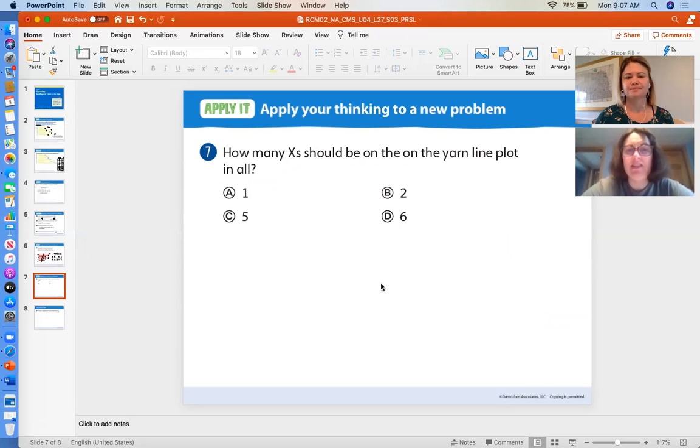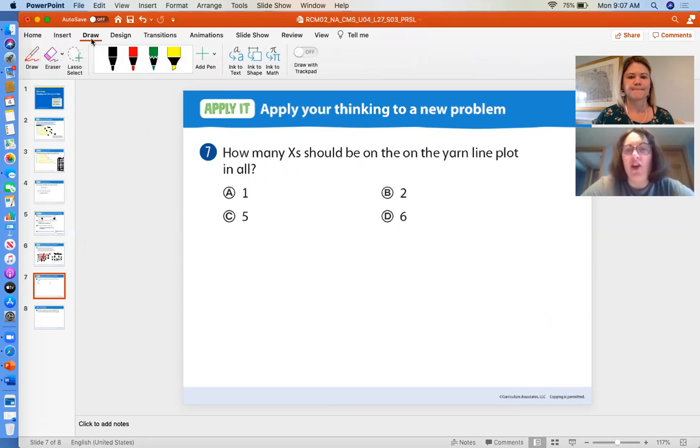So how many X's should be on the yarn line plot in all? Oh, we technically did this already because we were checking our work, right? But how many X's should there be? 6. That's right. We counted to make sure and we got 6.